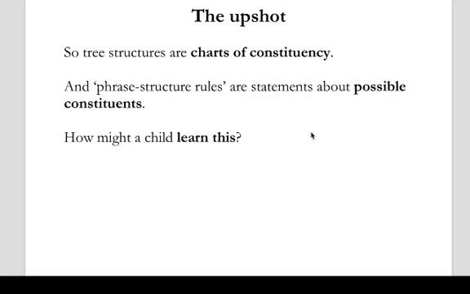In fact, this is exactly what tree structures are. They are charts of constituency. They're not the form that we think actual sentences take in somebody's mind, or God forbid, in their brain. These are just ways of writing down for the linguist where the constituents are that we found in this sentence.